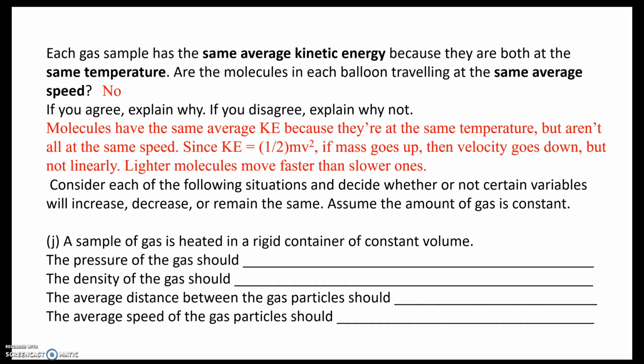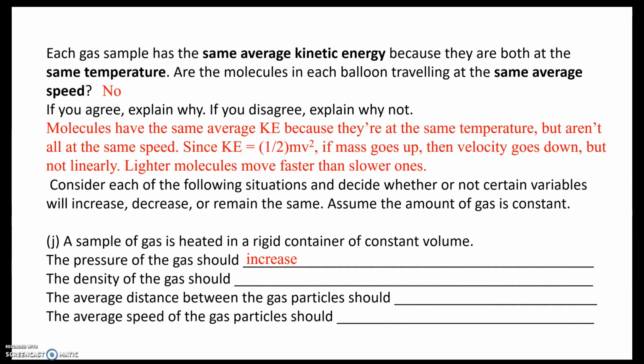Now we want to look at each of these following situations and decide whether or not certain variables go up, go down, or remain the same. And we're going to assume that the amount of gas is constant. So we look at our first one, item J. A sample of gas is heated in a rigid container of constant volume. The pressure of the gas should go up. Why? Because we're heating it up.